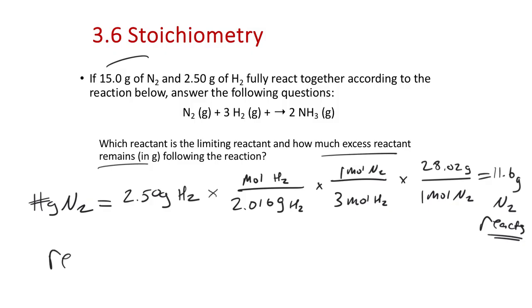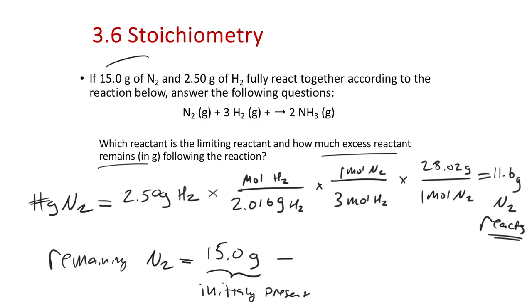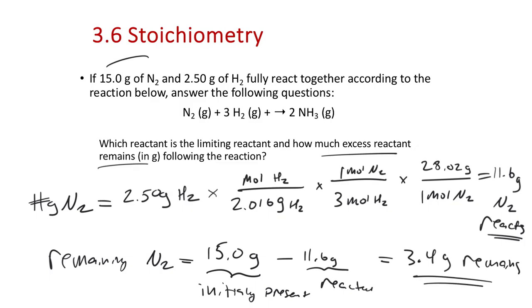So the remaining N2 would be equal to the initial amount given, 15.0 grams, and then, of course, minus the 11.6 grams that reacted. So that should leave 3.4 grams. So 3.4 grams of the N2 should remain after the reaction completes.